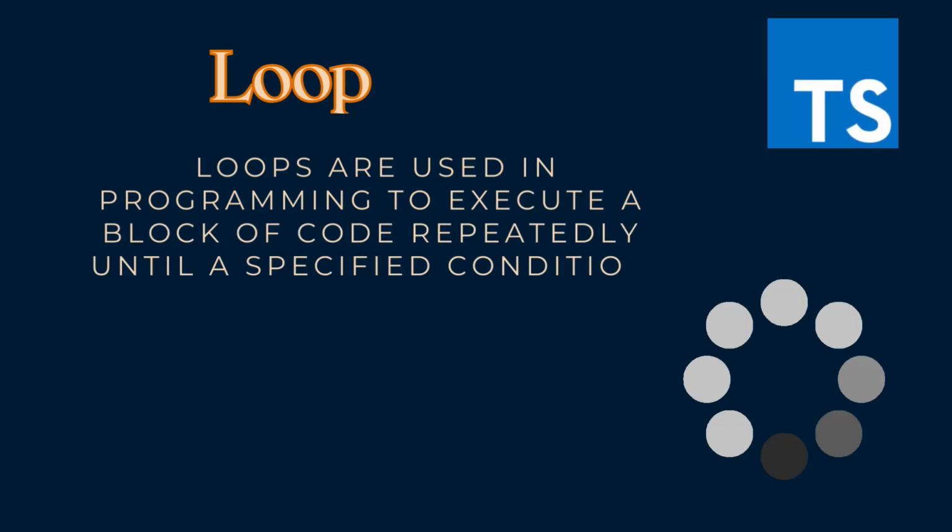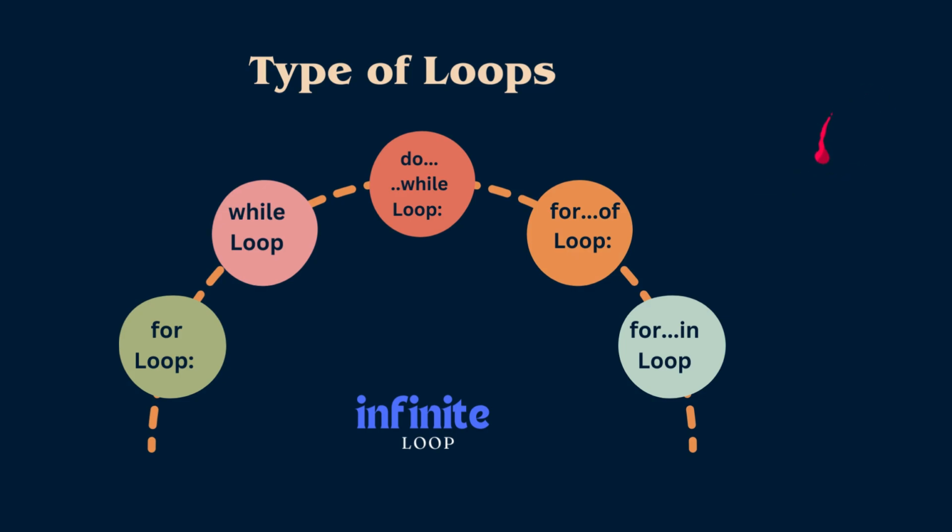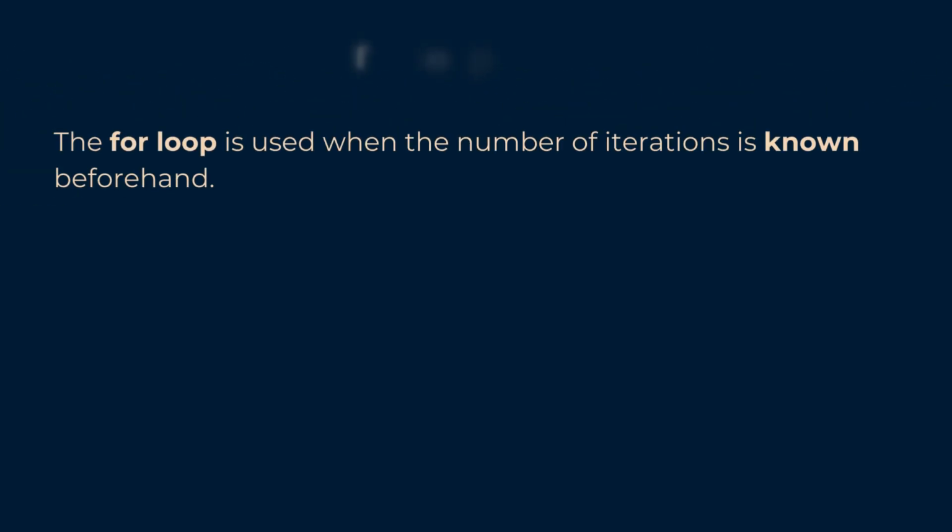Loops are used in programming to execute a block of code repeatedly until a specified condition is met. Types of loops: for loop, while loop, do-while loop, for-of loop, for-in loop, and infinite loop. Type of loop: for loop.